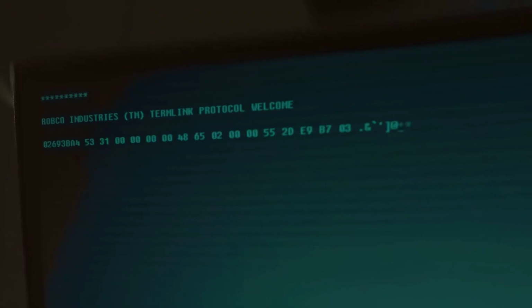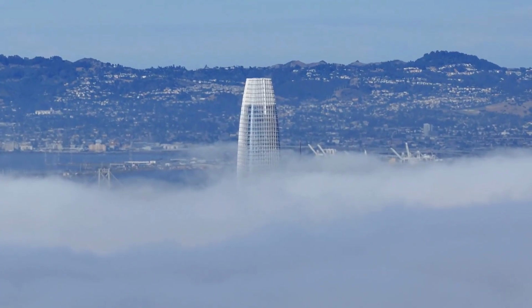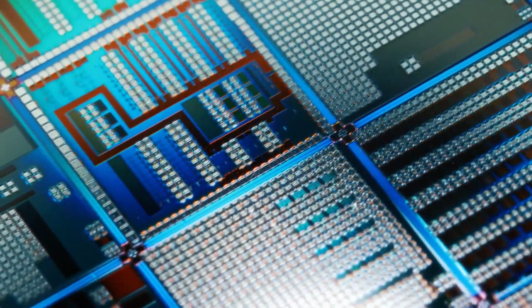And for years, the solution was always the same. Make memory faster, push harder, burn more power. Until someone asked a different question. What if we didn't go faster? What if we went up? This is the story of high bandwidth memory.